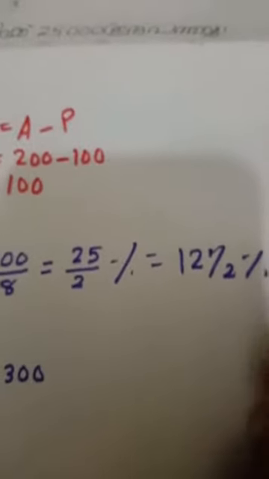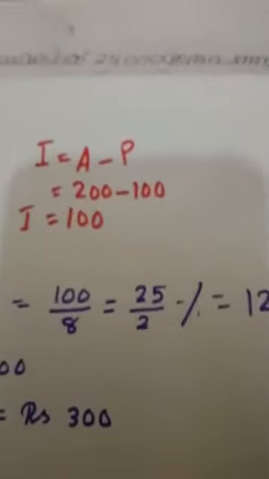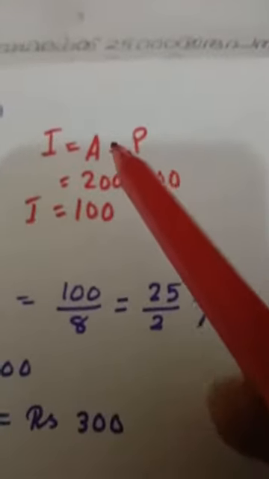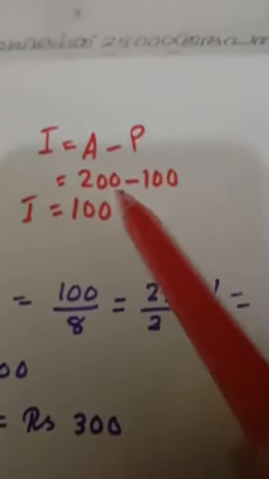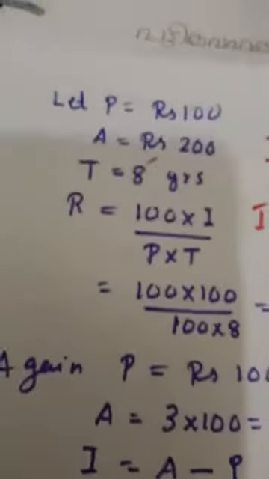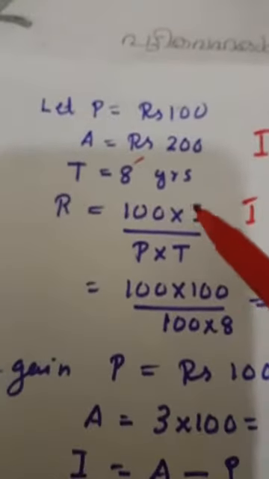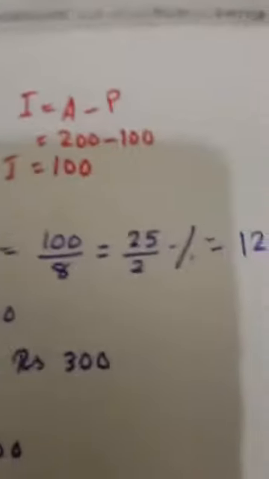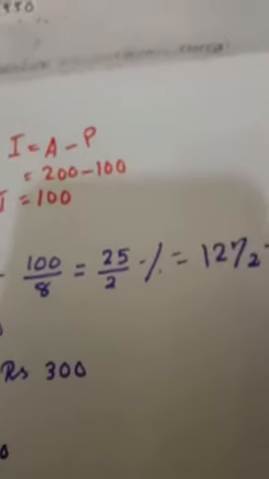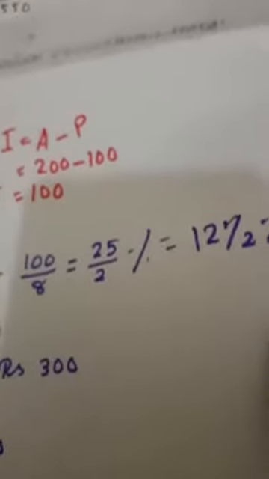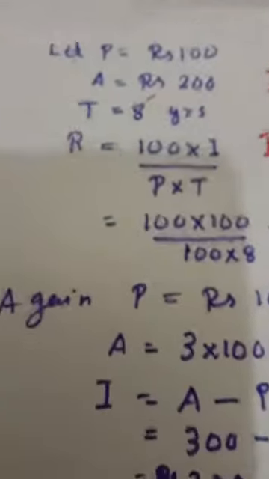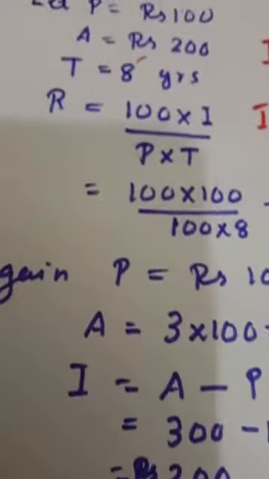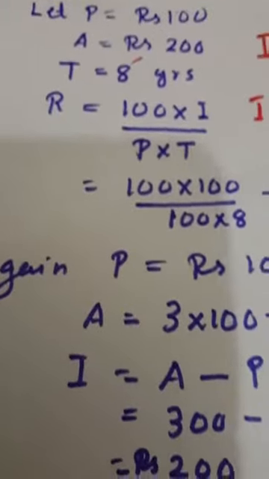Clear? 12.5 percentage. I is equal to A minus P. Amount minus principal. 200 minus 100 is 100. So 100 into 100 by 100 into 8. So it is 12.5. Our rate of interest is 12.5. Now second question, the amount is 3 times, triple.